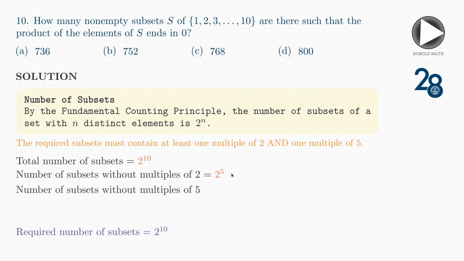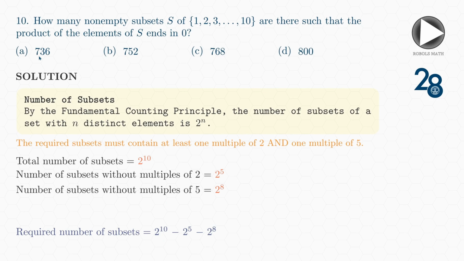Now we apply the same reasoning to exclude the number of subsets without multiples of 5, and that's 2 raised to 8. Because out of the 10 elements right here, only 5 and 10 are multiples of 5. So the rest, 8 of them, are not multiples of 5. So from the total of 2 to the 10, we will subtract 2 to the 5 and 2 to the 8. Because, again, they are the cases where they don't have a 2 or a 5. Right? Now, if you calculate this one, you'll get the answer to be 736.